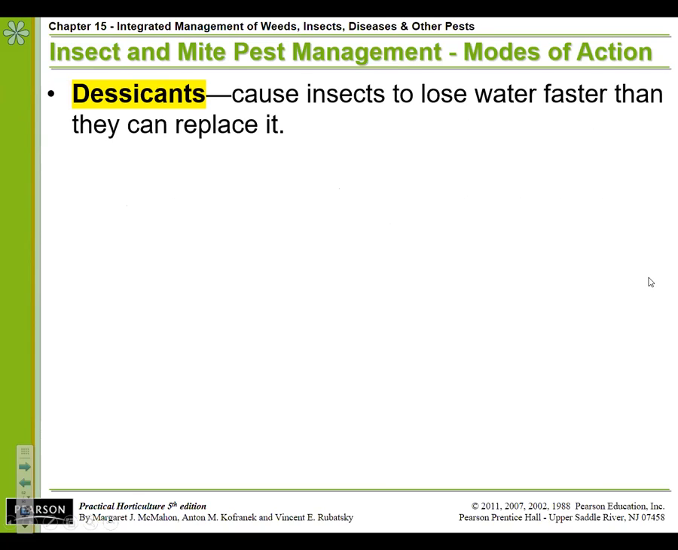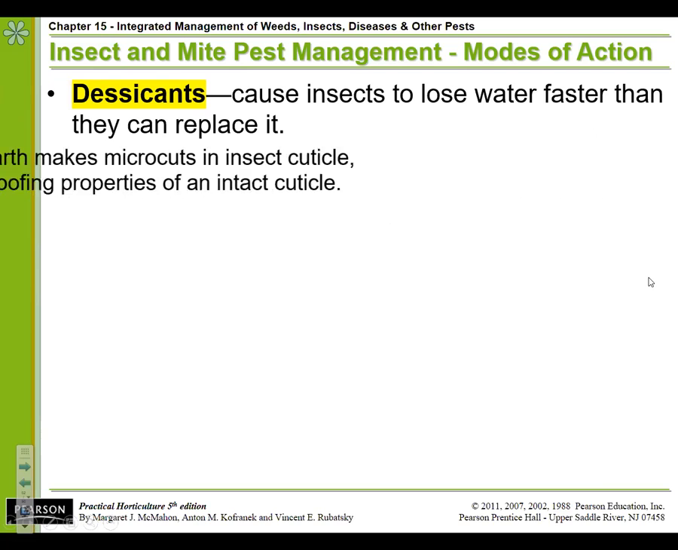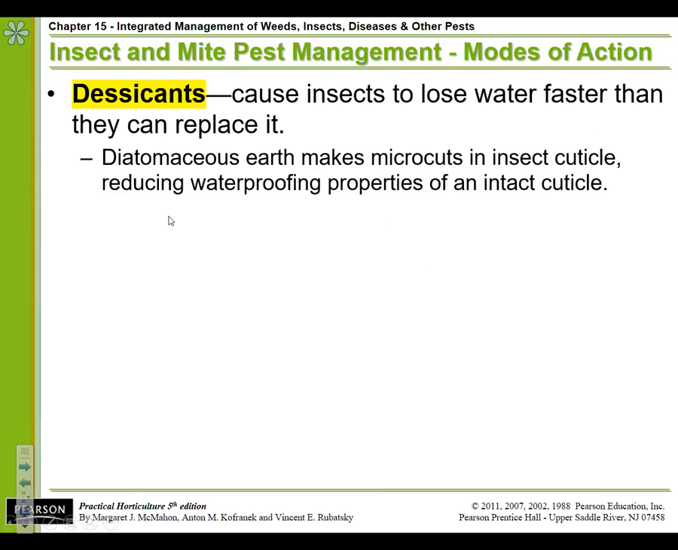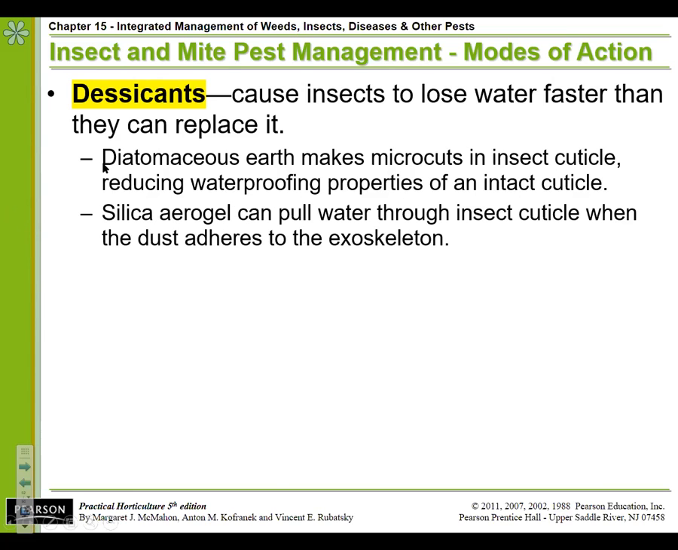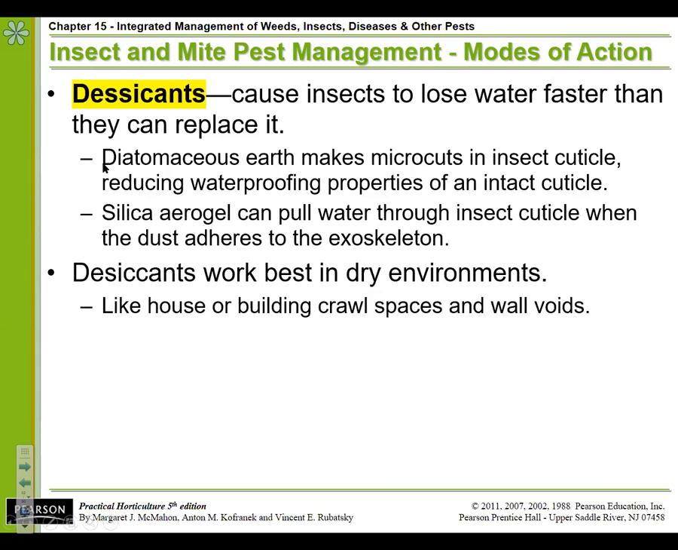We have desiccants that cause them basically just to dry out. Diatomaceous earth is an OMRI listed natural dust that is basically just a bunch of dried out diatoms that are razor sharp. They cut the insect's cuticle, reduce its ability to withstand dry periods. They dry out and die. Desiccants, of course, work best in dry environments.